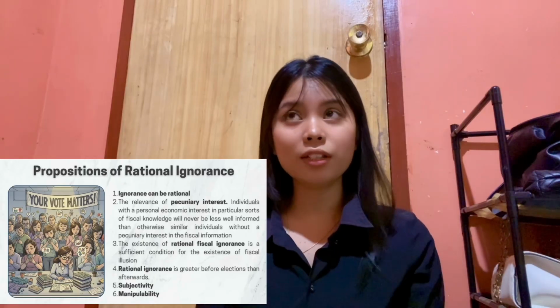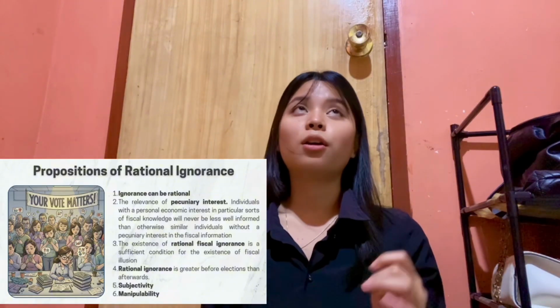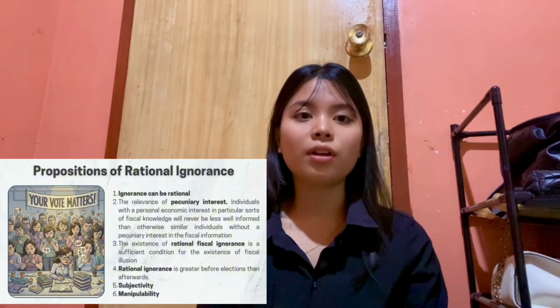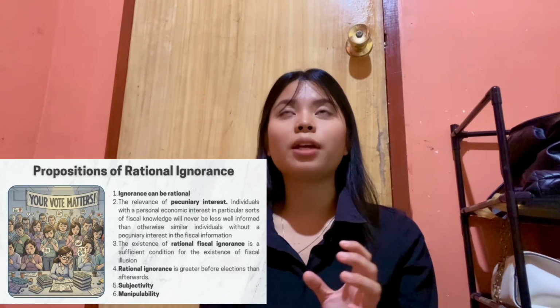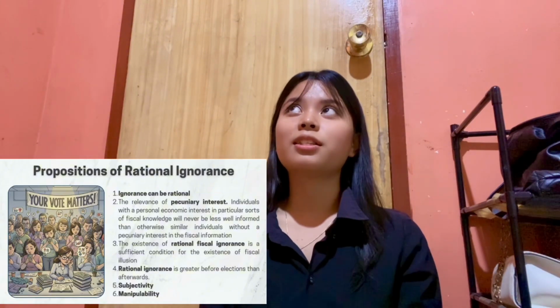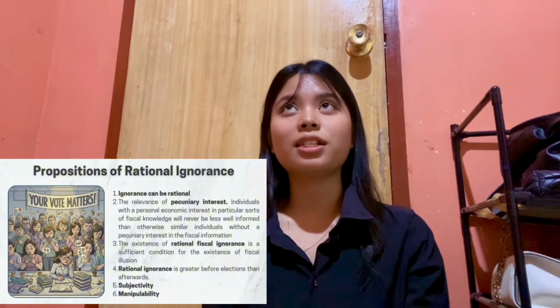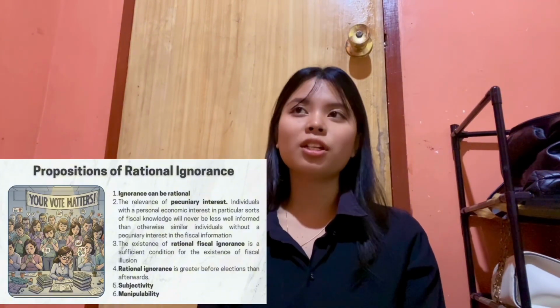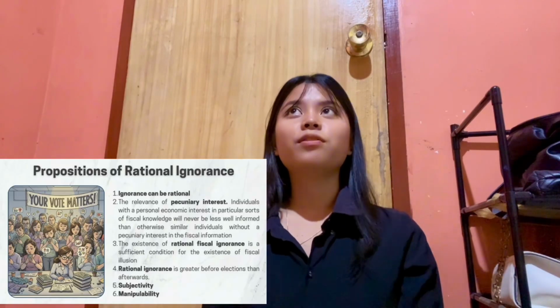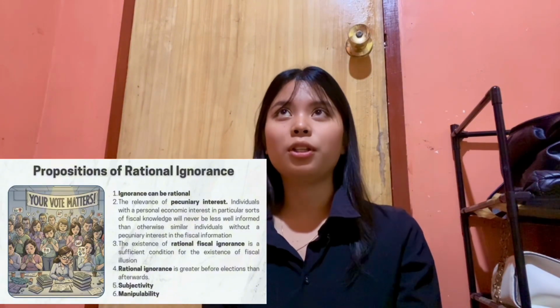are used and allocated. There are several propositions of rational fiscal ignorance. First, it can be rational, especially when it takes a lot of time and effort and even expense to acquire such information. Next is the relevance of pecuniary interest. It is basically when people who can make money out of such fiscal information always know at least as much as the people who can't. Third, the existence of rational fiscal ignorance is a sufficient condition for the existence of fiscal illusion. Fourth, rational ignorance is always greater before elections than afterwards. Fifth, it is subjective, and last is its manipulability, wherein the host of information affects the voter's decision to remain ignorant.